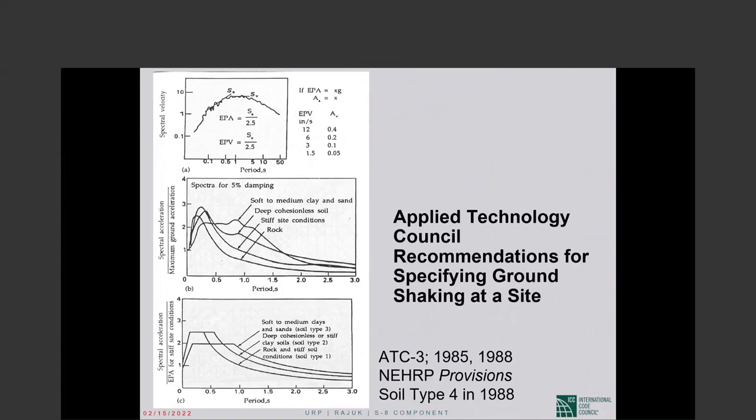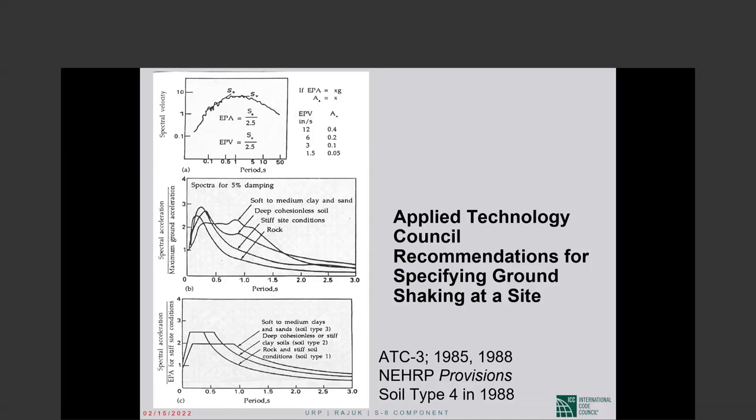I hope I have been clear, and I want to emphasize that there is a huge difference between a response spectrum, which is for one particular ground motion, and a design spectrum, which is the product of averaging and smoothing of a number of response spectra for a number of ground motions.